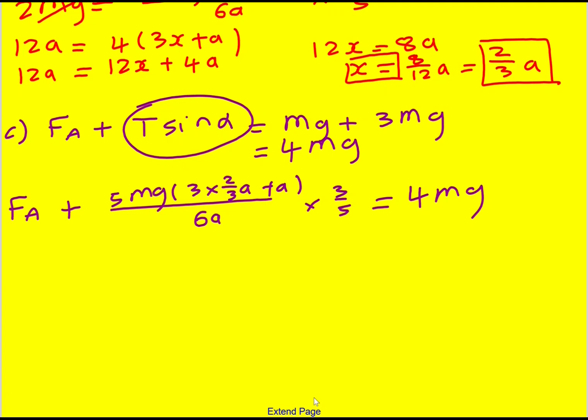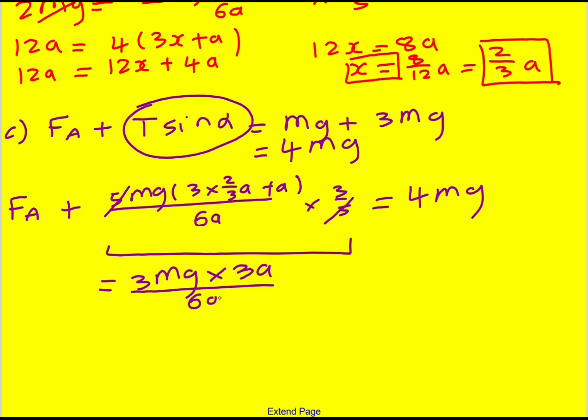So just need to tidy this up. The 5 and the 5 are going to cancel. Let me just work on this. So I'm going to get 3 mg multiplied by, now 3 times 2/3 is just 2. So it's 2a plus a, it's going to be 3a. And then I'm dividing by 6a. The a's are going to cancel.